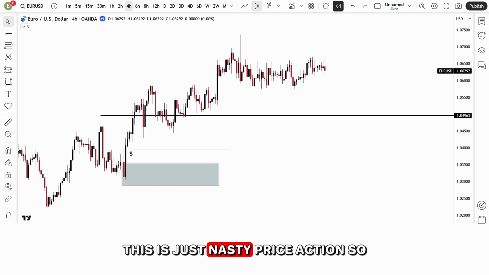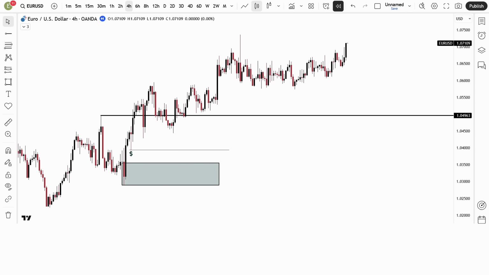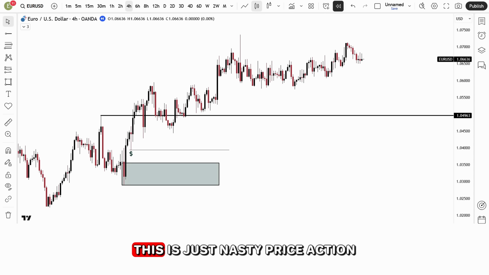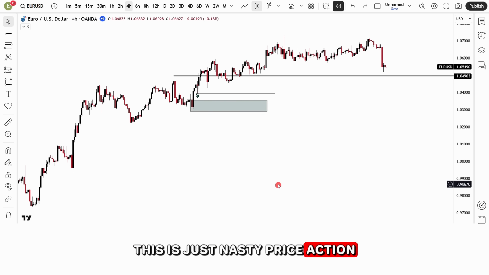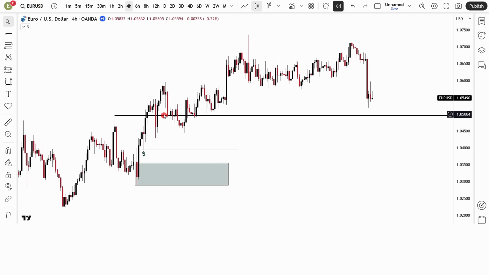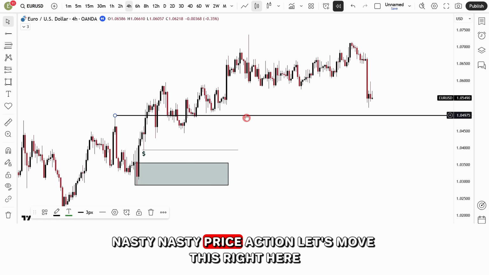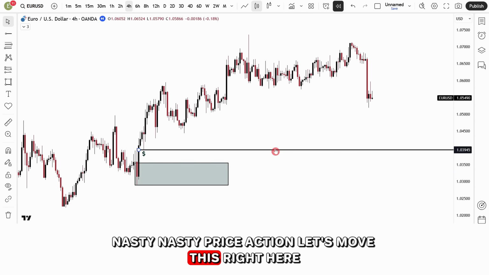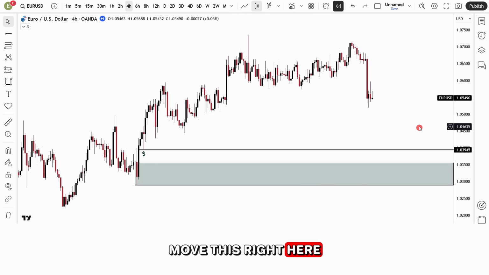This is just nasty price action. Nasty, nasty price action. Let's move this right here.